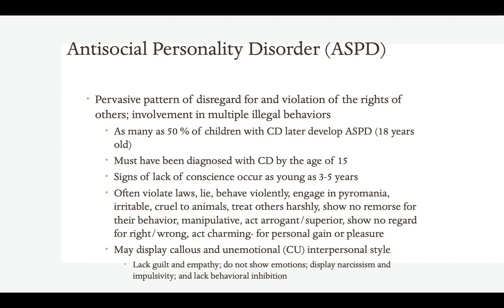Those who do have ASPD tend to have a very pervasive pattern of disregard for and violation of the rights of others. They're very selfish in their motives. Everything they do is for themselves, and it doesn't matter who they trample or hurt to get to their goal. It often involves multiple illegal behaviors. As written here, as many as 50% of children with conduct disorder end up later developing ASPD around the age of 18. So again, conduct disorder is a precursor to ASPD.